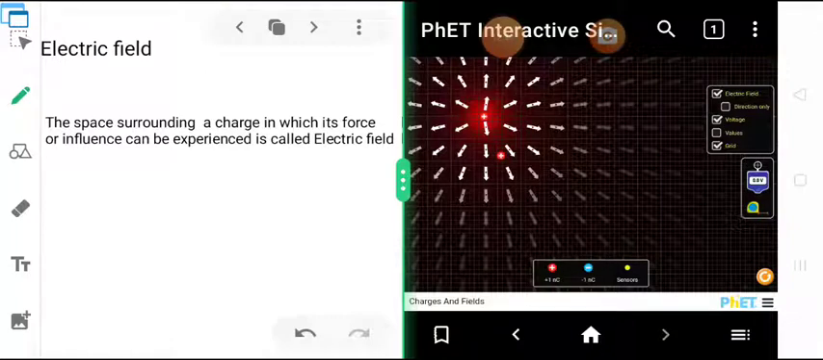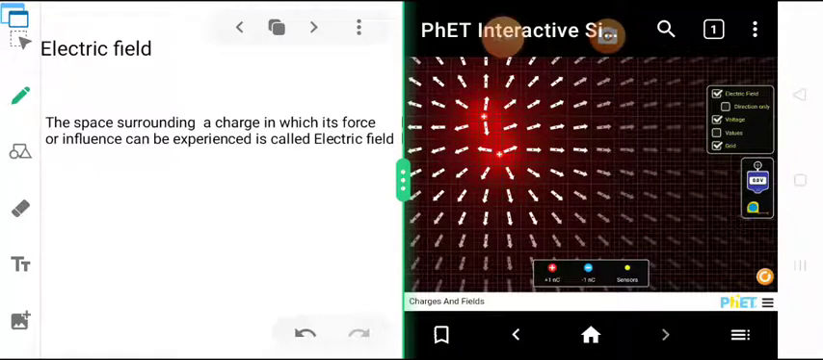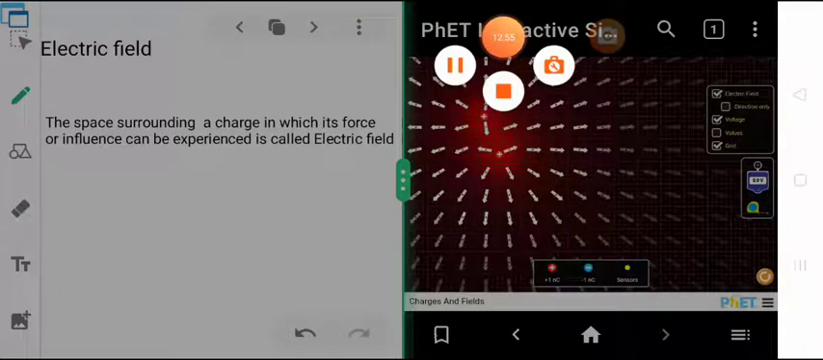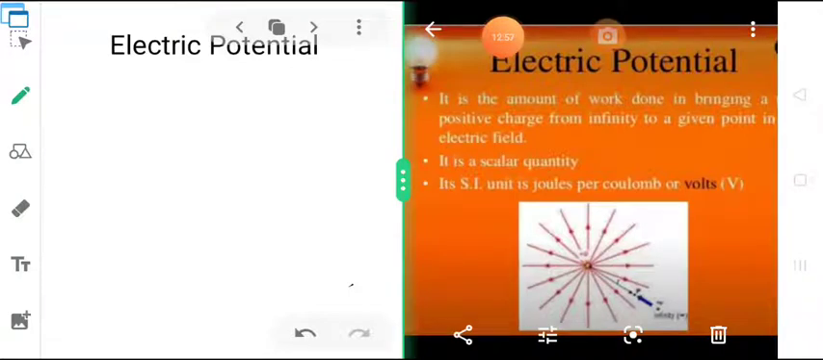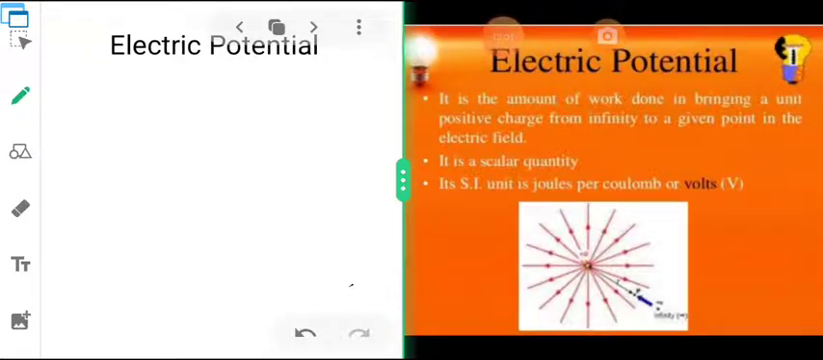That work done can be measured, and that work done is very important in deciding the so-called potential at any point. Electric potential is the amount of work done in bringing a unit positive charge from infinity to a given point in the electric field.